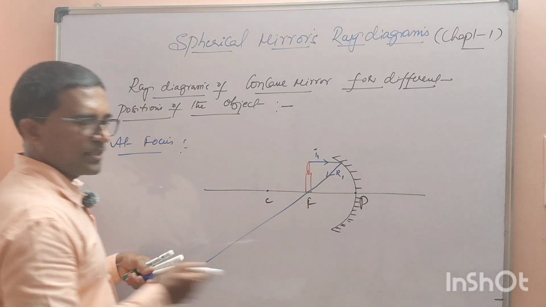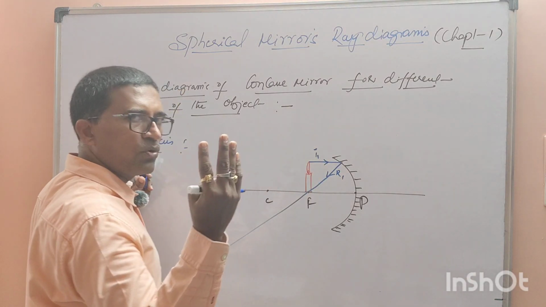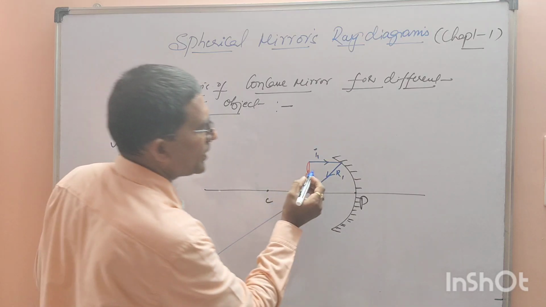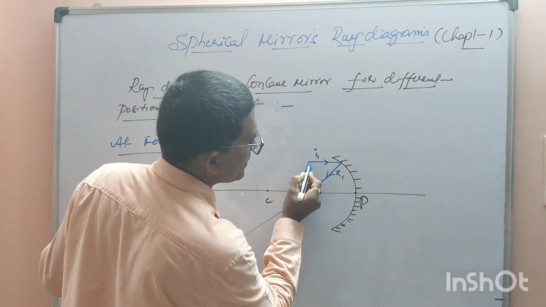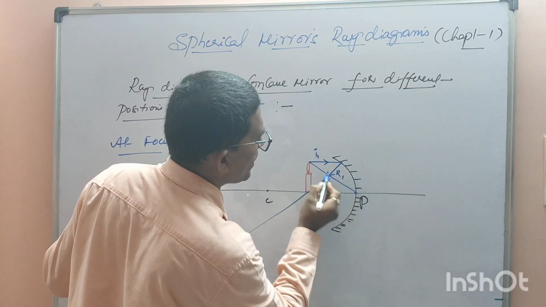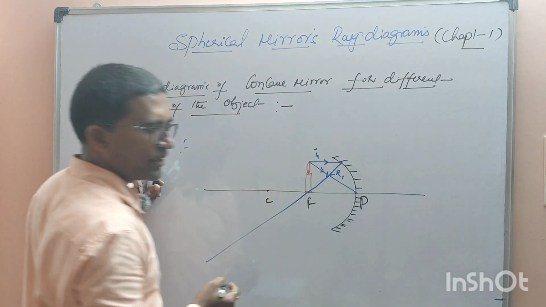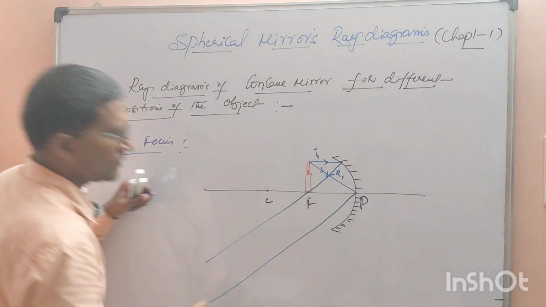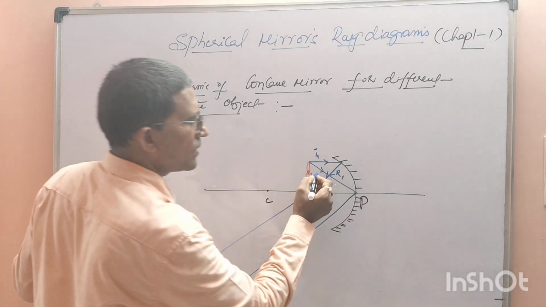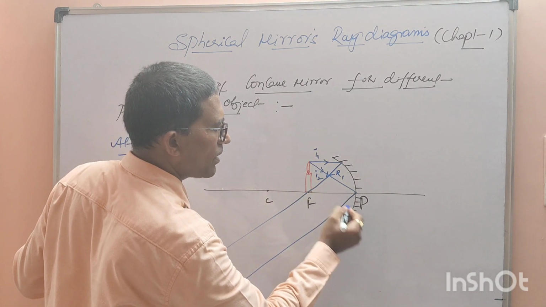Now the second ray. I already told the fourth rule in the previous video: if the incident ray is passed obliquely onto the pole of the mirror, it reflects by the same angle on the other side of the principal axis, and propagates like this. This is I2 and this is R2.